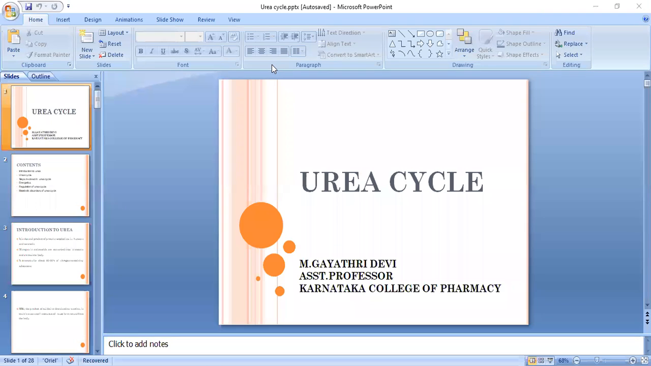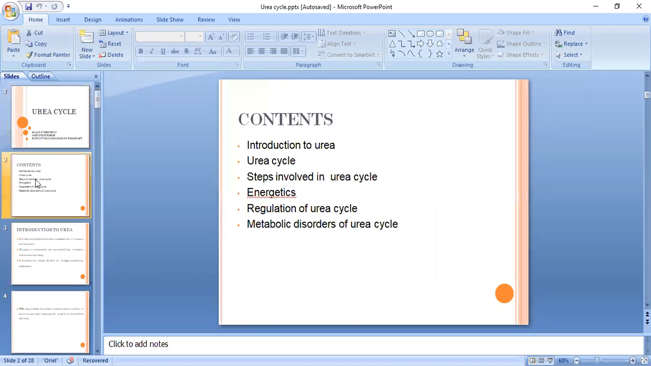So the topic here is the urea cycle. This urea cycle will be dealt with in the amino acid metabolism topic. The contents include an introduction to the urea cycle, the different steps involved in the urea cycle, the energetics, and how we can regulate this urea cycle. And what can be the different metabolic disorders if urea is not maintained properly in the body, that means it is not excreted properly.